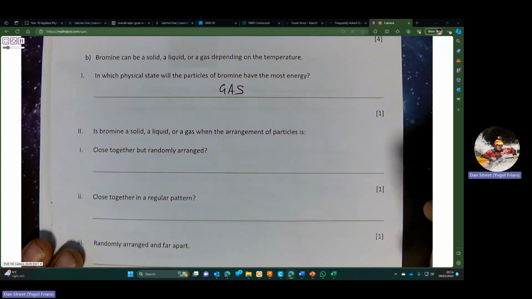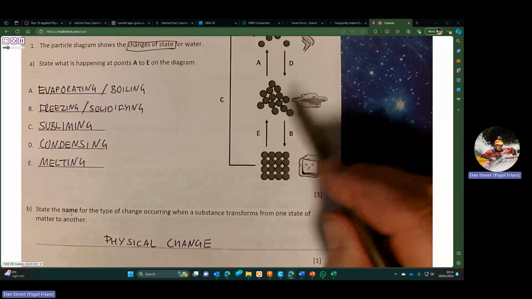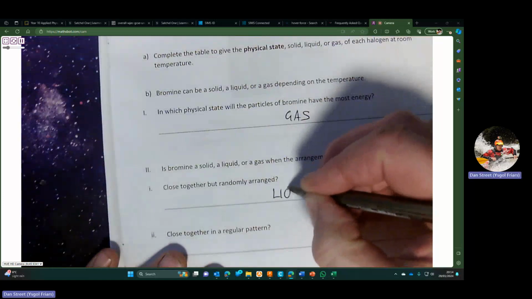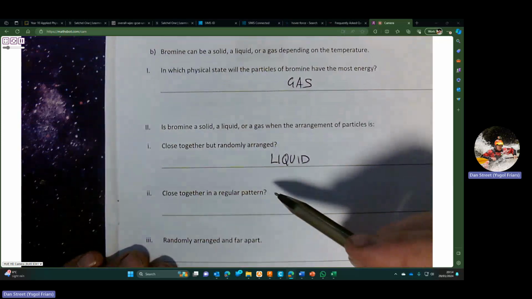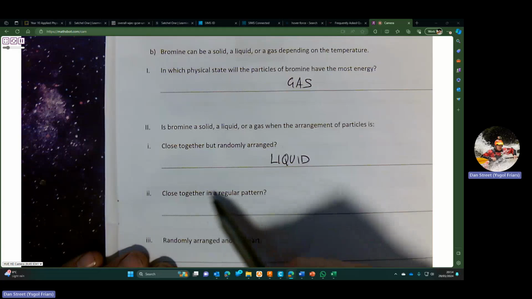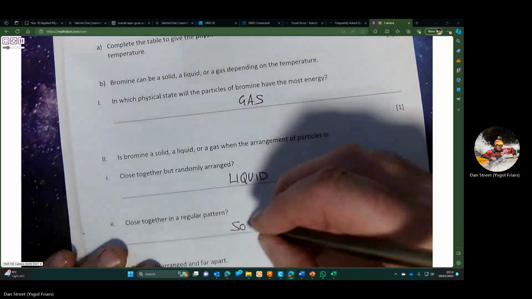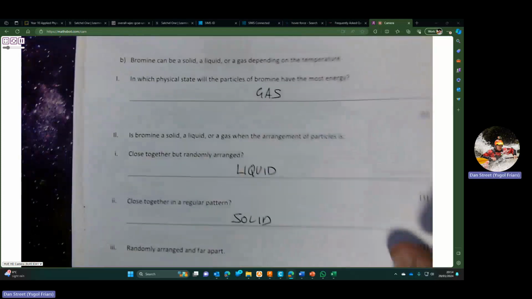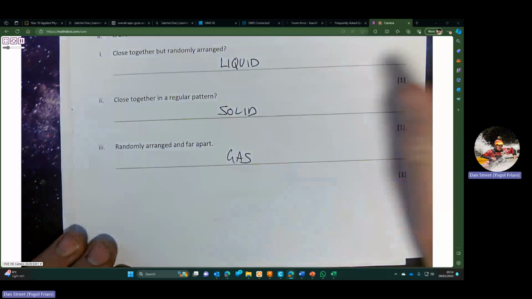Is bromine a solid, a liquid, or a gas when the arrangement of particles is close together but randomly arranged? If we go back to our diagram, these particles here could be described as being close together but randomly arranged. That means we're describing a liquid there. The next one, close together in a regular pattern. Again, if we refer back to our diagram, here we have them close together in a regular pattern, and this is a solid. And then you can probably work out the final one: randomly arranged and far apart is a gas.